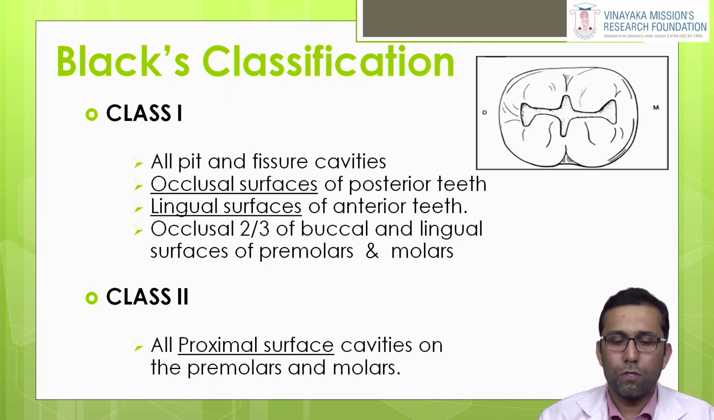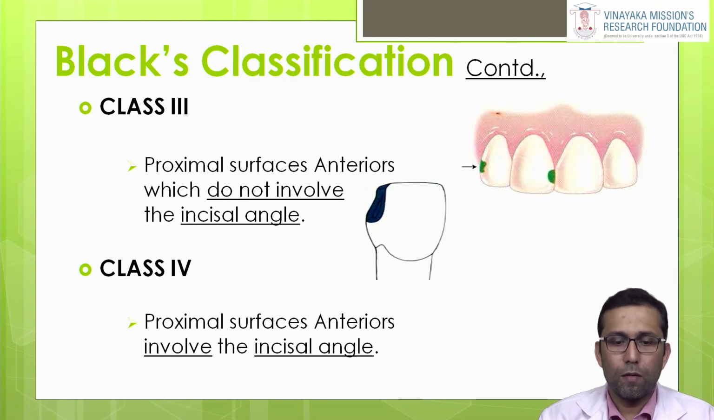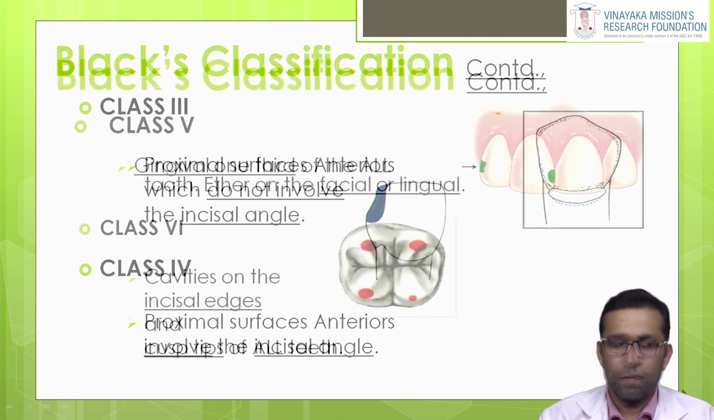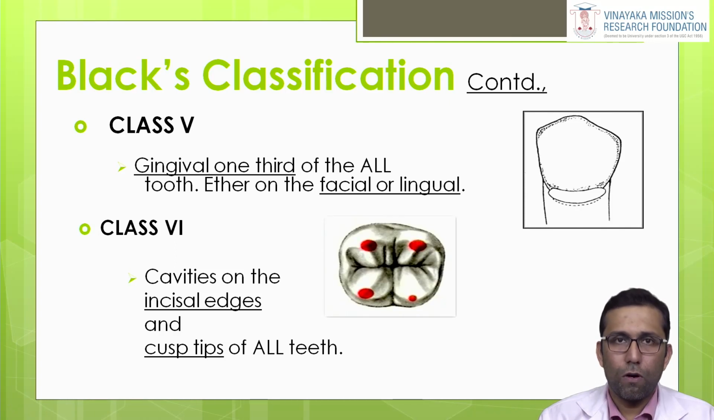Class 2 cavity includes all proximal cavities, or smooth surface caries, on the premolars and molars. Class 3 cavities include the proximal surfaces of anteriors only, which don't involve the incisal edges or incisal angle, whereas class 4 is the proximal surface of anteriors involving the incisal edges. Class 5 is the gingival 1/3 of all teeth, anterior and posterior, either on the facial or lingual surface. Class 6 cavities include the incisal edges or cusp tips of all teeth, that is the incisal edges of the anteriors and the cusp tips of the molars and premolars.